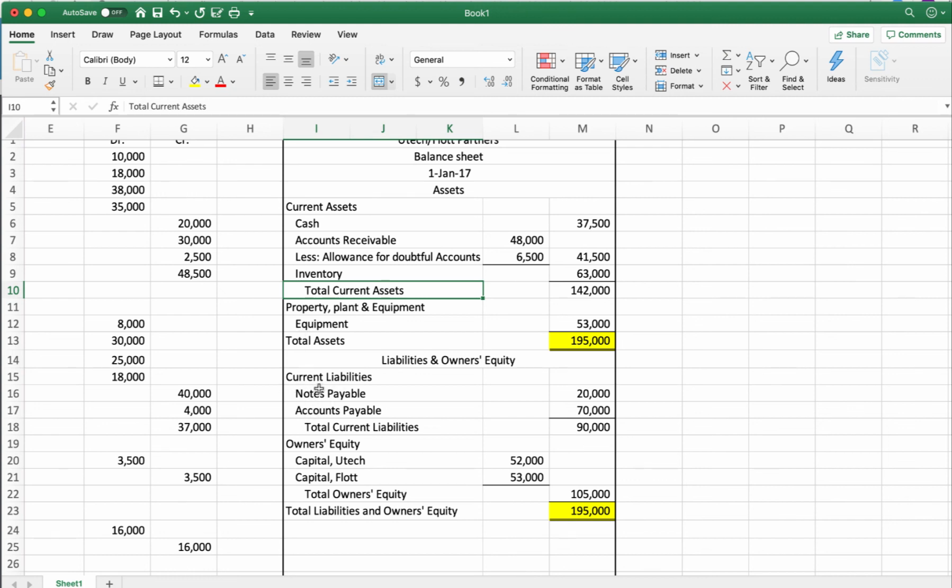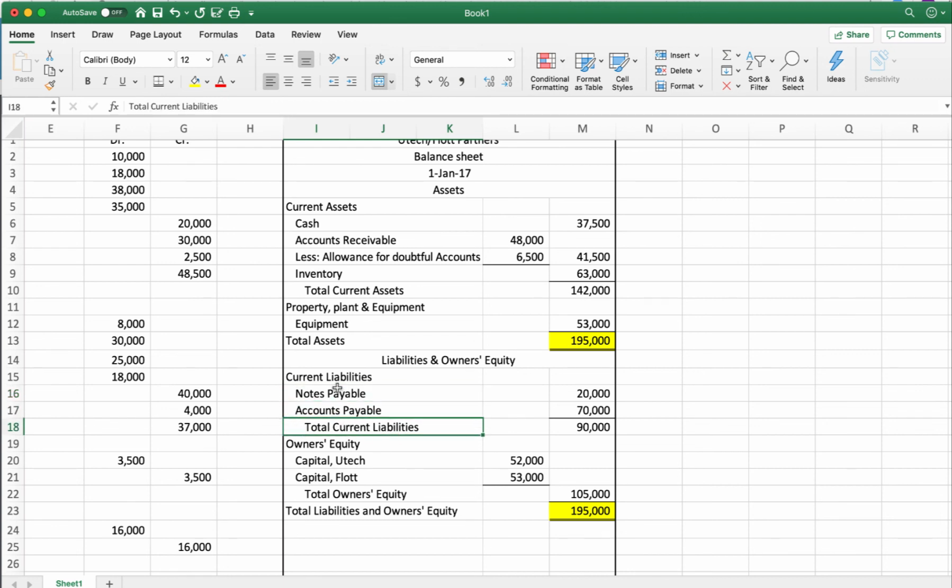Same thing with our liabilities and owner's equity. That's the next section. Okay, well, within liabilities, what are our categories? Well, we either have current liabilities and or long-term liabilities. Okay, we don't have any long-term liabilities here. That's okay. But again, notice we have the category title of current liabilities completely left aligned. Then we list each account which fits within that category, right? So what are our current liabilities? Well, notes payable, accounts payable, okay. We have one indent for each of these.